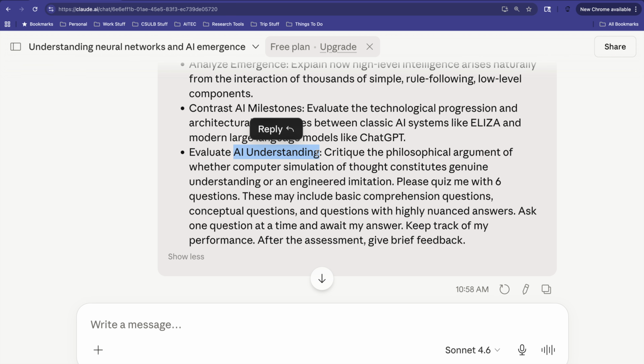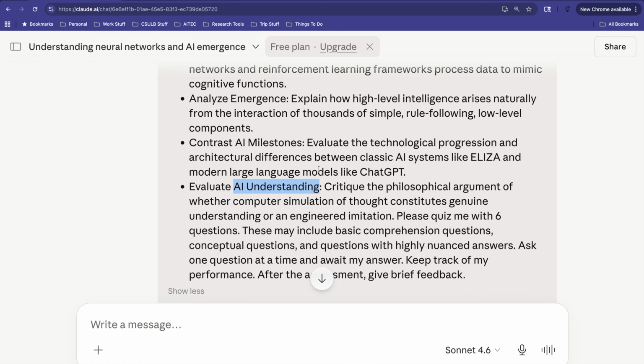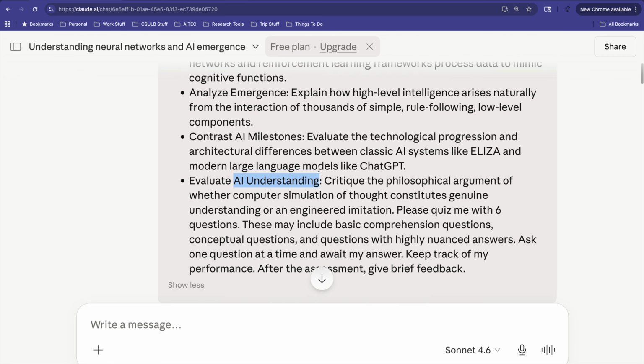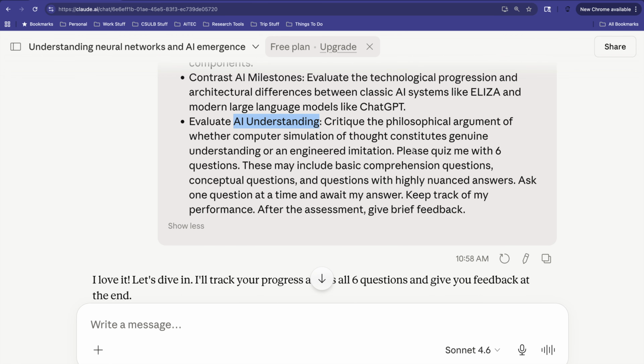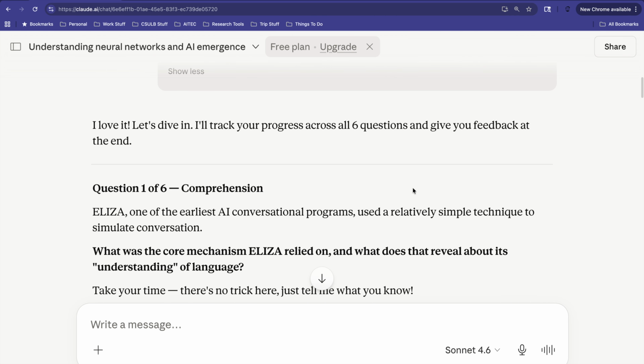So some forms of AI clearly have no idea what's going on, but according to John McCormick, some kinds of AI maybe do have something like understanding. So that's what I'm telling Claude that I want to learn about. And then I say, well, please quiz me with 6 questions. And of course, one at a time. And what it gave me, I'm actually quite pleased with it.